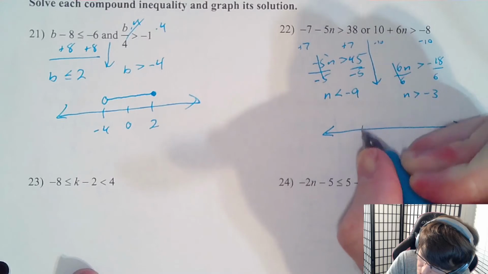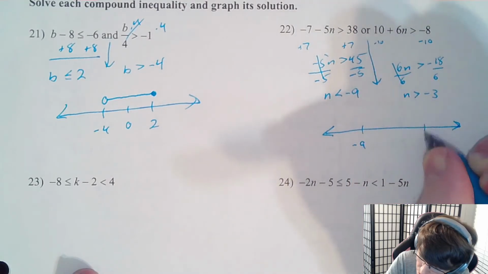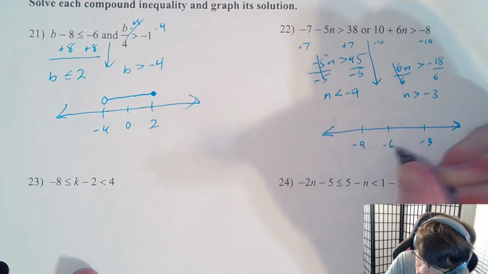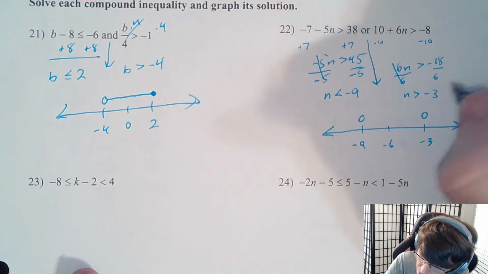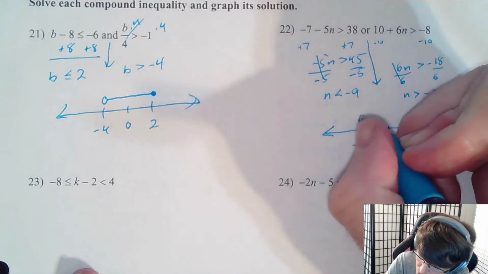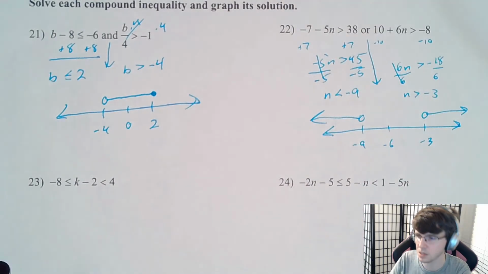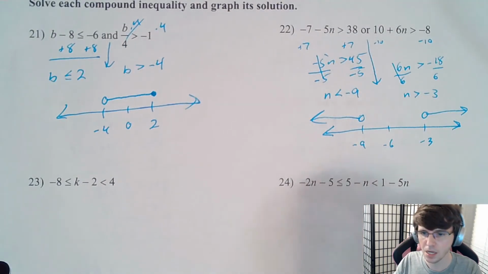Boom, boom, boom. So we have negative 9 here, negative 3 there. In between those two might be negative 6. So open circle above both. Greater than negative 3 again. Usually the word or points apart, and they do here. Boom, boom, boom.